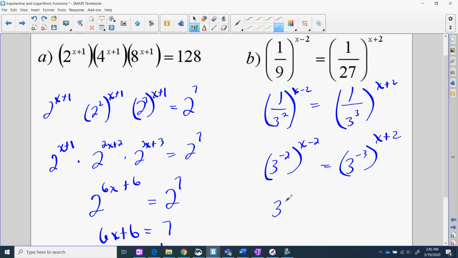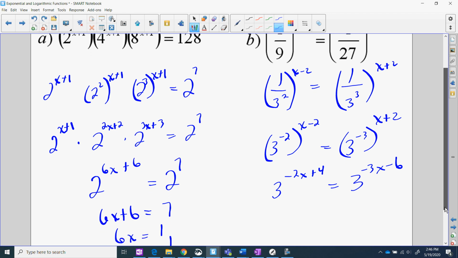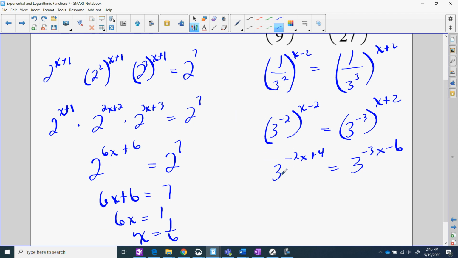Multiply my exponents. Negative 2x plus 4. Negative 3x subtract 6. And I'm at that lovely spot we always like to end up at, where I get a base to an exponent equals the same base to a different exponent. The only way that can possibly be true is if these two exponents turn out to be equal to each other. So I figure out what x value will make that happen. Bring that x over here, bring that number over there, and there you have it. X would have to equal negative 10.